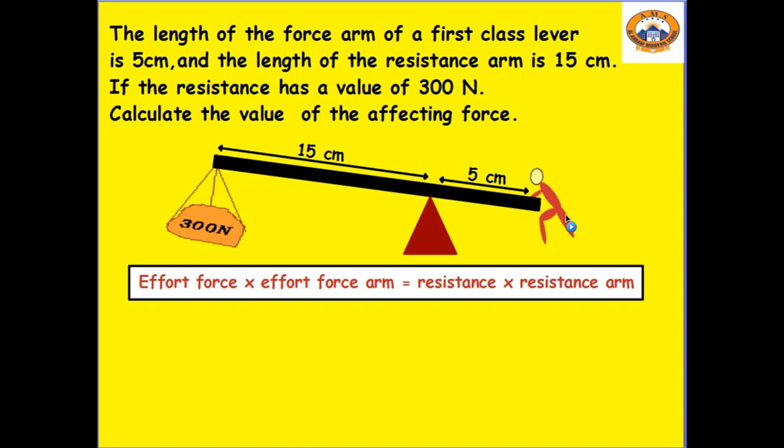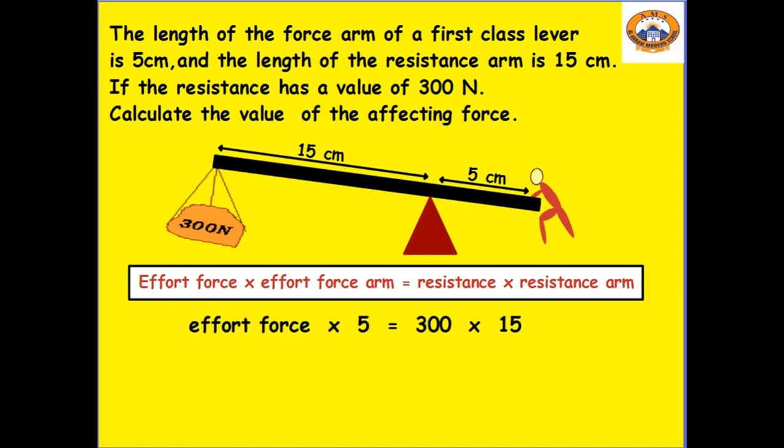Where is the resistance arm? It's the distance from the fulcrum to the resistance, the heavy load, which is 15 centimeters. So here we have the two arms given. We have the value of the load or the resistance, which is 300 Newton, and we need to find out how much force is needed to equilibrate or to reach a balance or to lift up that load.